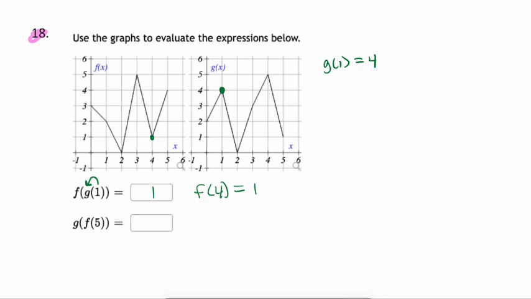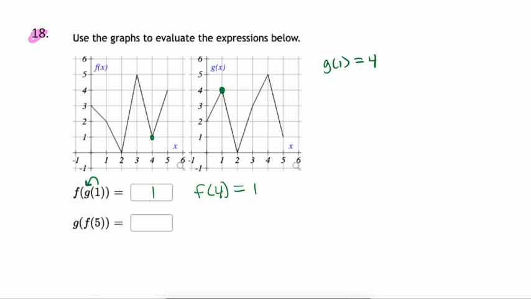Okay, so let me do it again. I'm going to go to 1 on the g function. I find I'm at a height of 4. So now I put that into my f function. If I put 4 into my f function, I am at an answer or a height of 1. Everybody okay with that one?